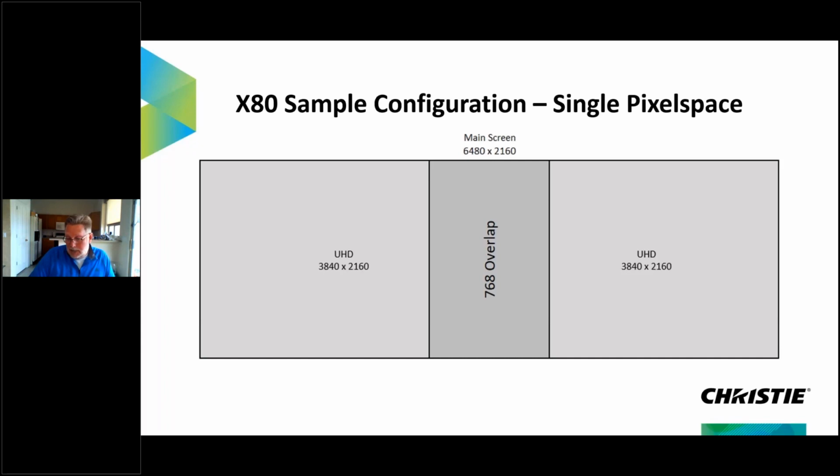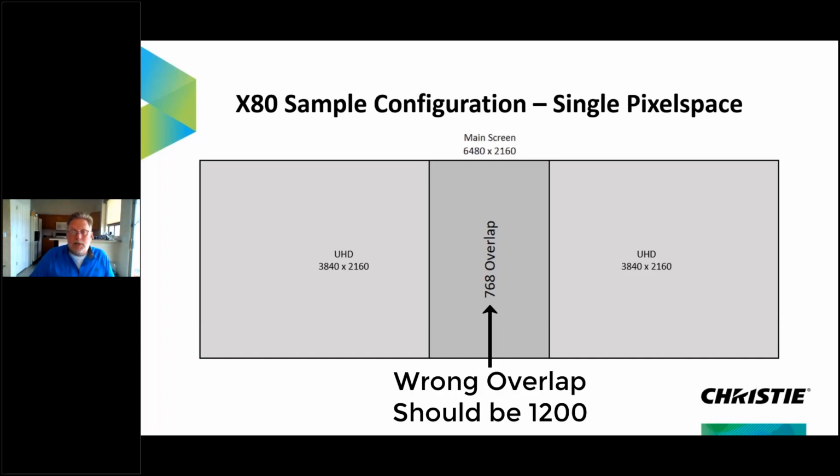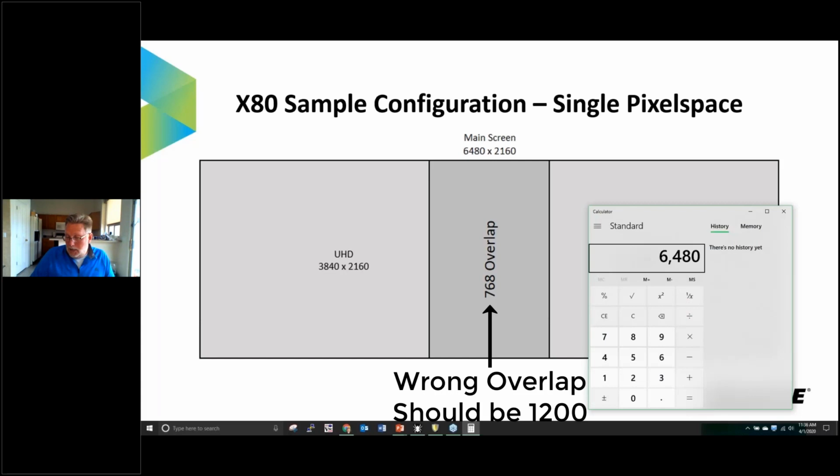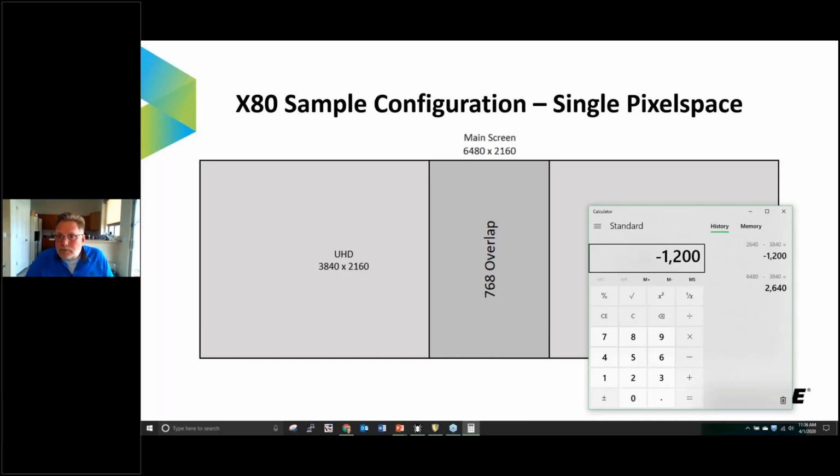6480 is not 768. Bear with me one second, I apologize. 6480 minus 3840 minus 3840. It's a 1200 overlap, my apologies. 600 times 2. There you go.